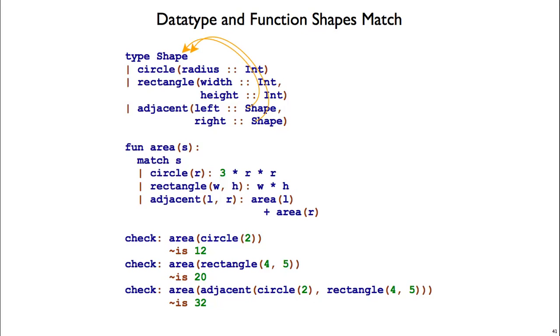So when we have a function that processes shapes like area down below, first, the function needs to have three match clauses to match up with the three variants inside the type. And then second, in the same places that the type is recursive, the function also needs to be recursive and point back to itself to handle those little shapes inside the adjacent variant. So again, data type and function shape need to match up with this coding style. And we'll see that it's an important concept for writing clean and maintainable code.